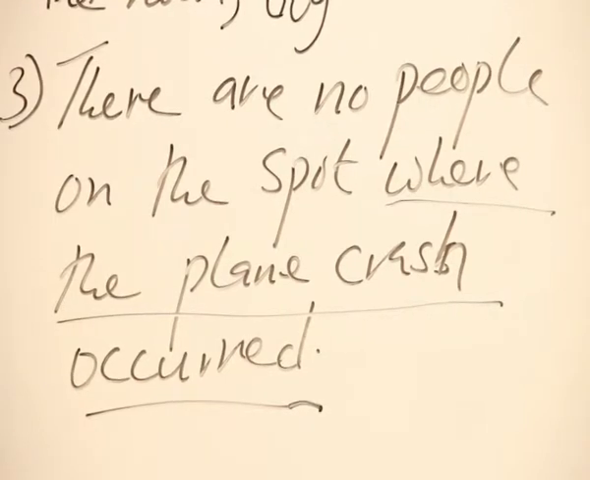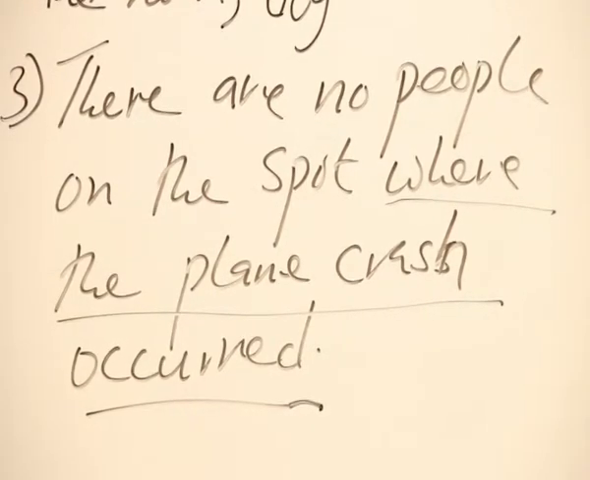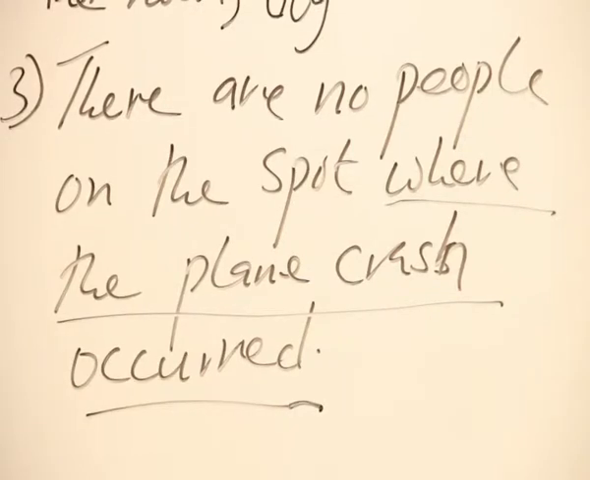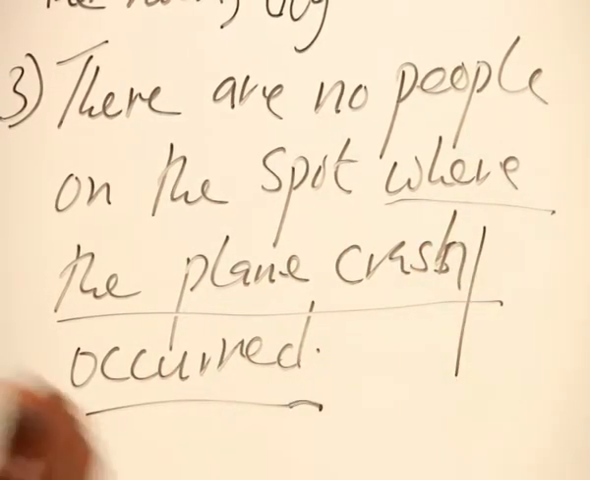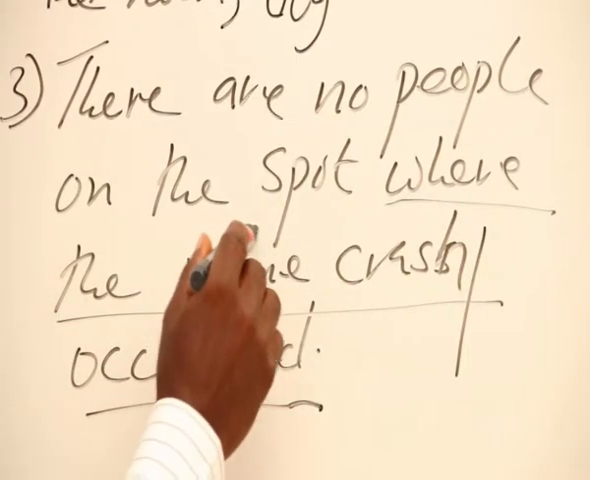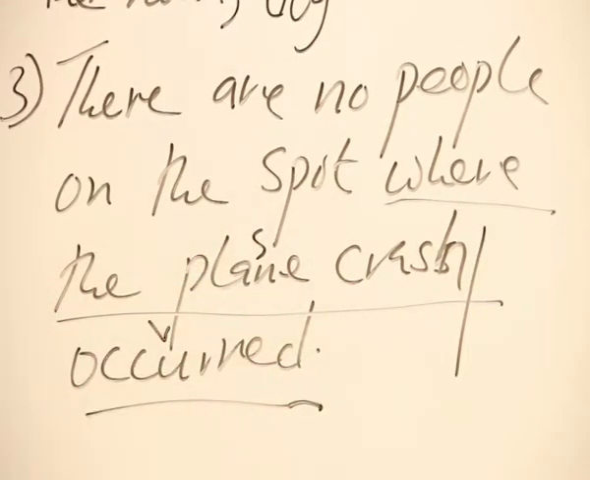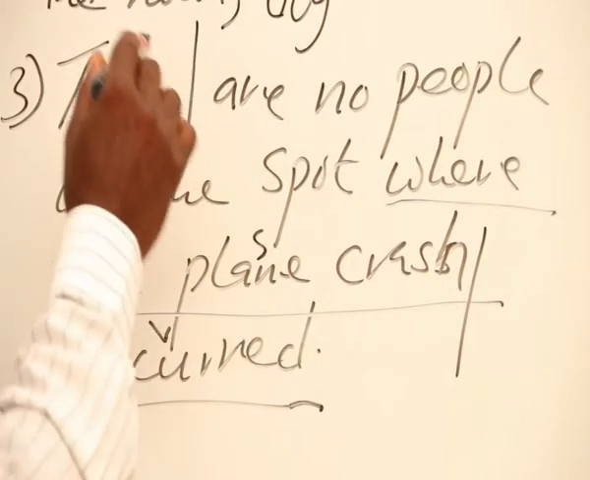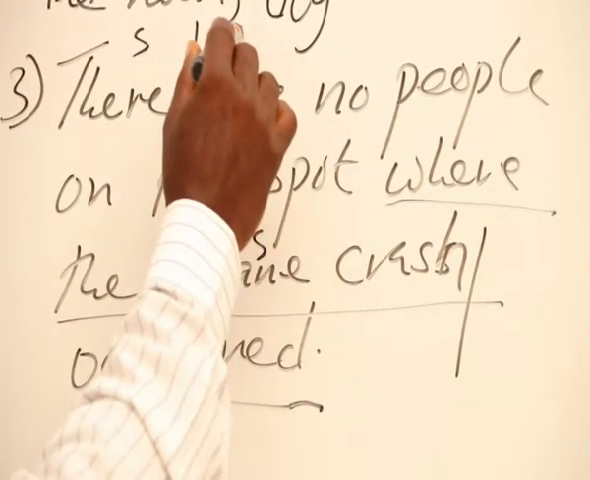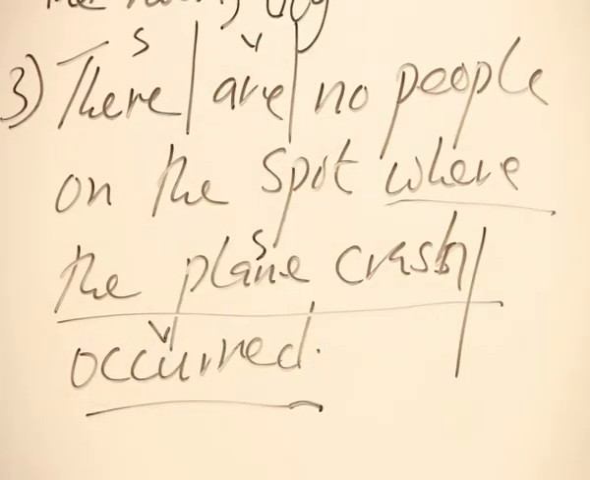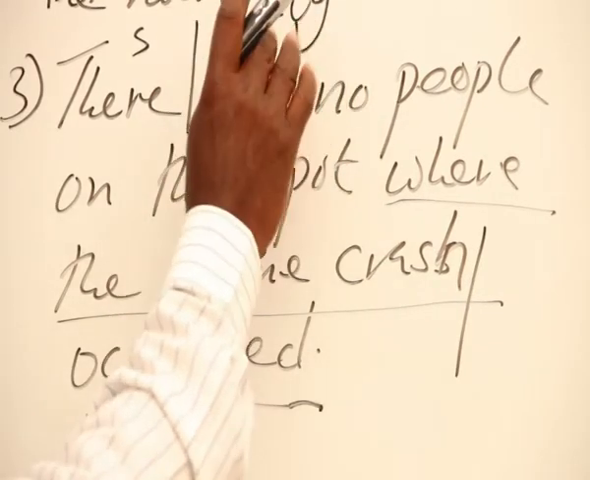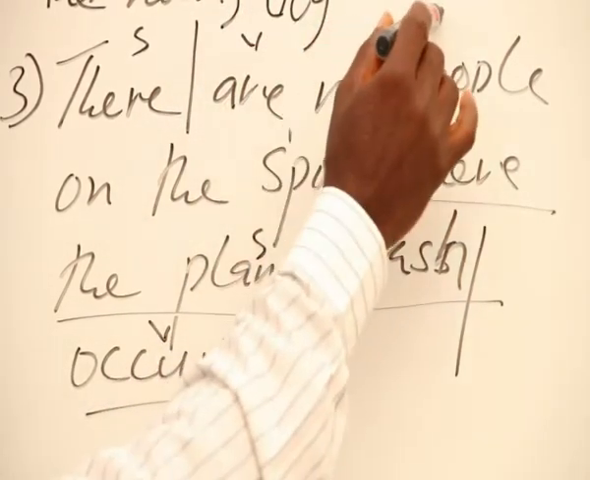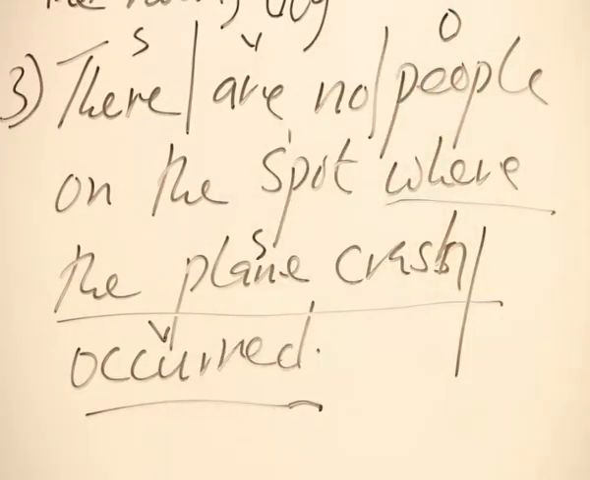So it's still doing the work of an adjective. It has its subject, the plane crash, which is a noun phrase, and occurred is our verb. Okay, our sentence largely is SV: there are no people. We can take the no as part of the verb and then take this as our object.